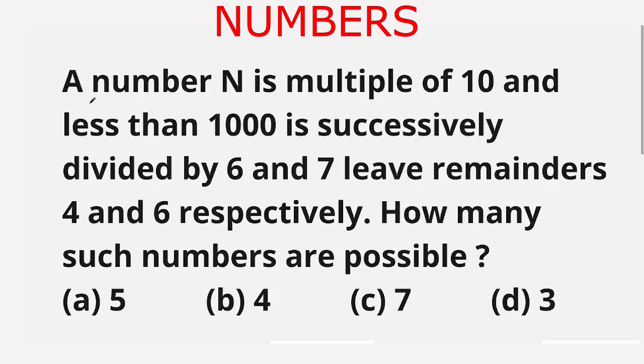Our question is, a number n is multiple of 10 and less than 1000 is successively divided by 6 and 7. Leave remainders 4 and 6 respectively. How many such numbers are possible? The given options are option A 5, option B 4, option C 7, option D 3.